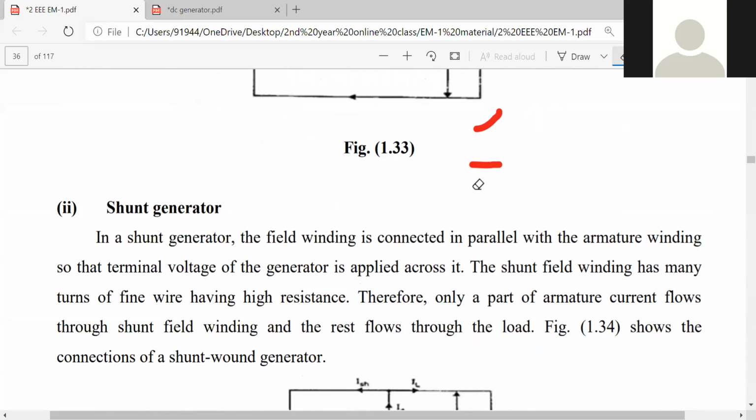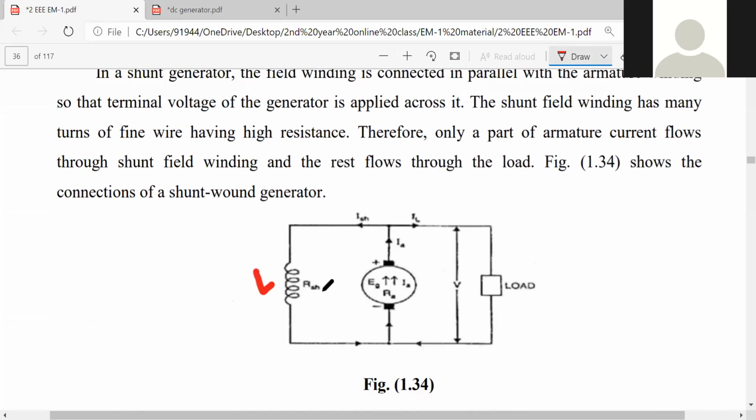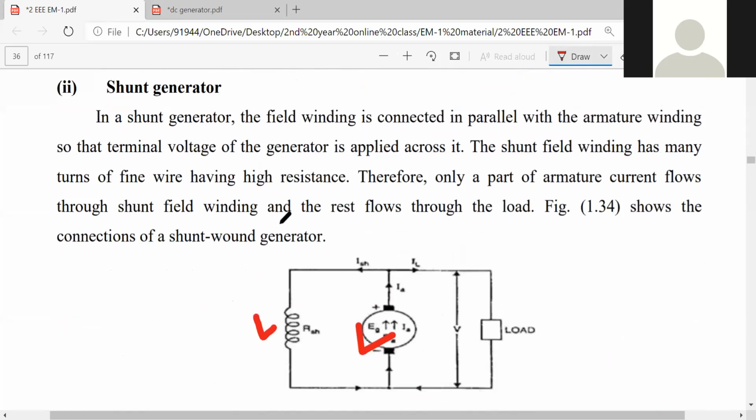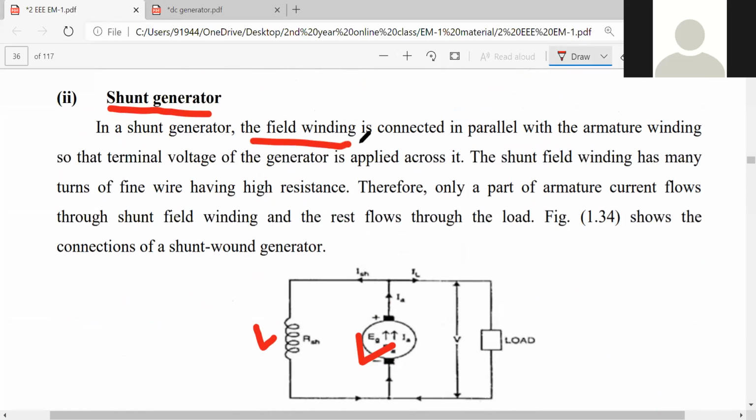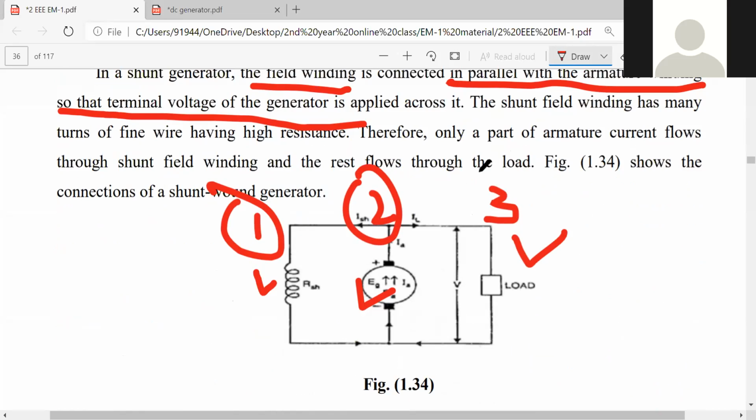Next, shunt generator. Shunt generator means the field winding and armature winding are connected in parallel. Field winding is connected in parallel with the armature circuit, so the terminal voltage is the same. Field winding 1, armature winding 2, load 3: all have equal voltage because the three are connected in parallel.